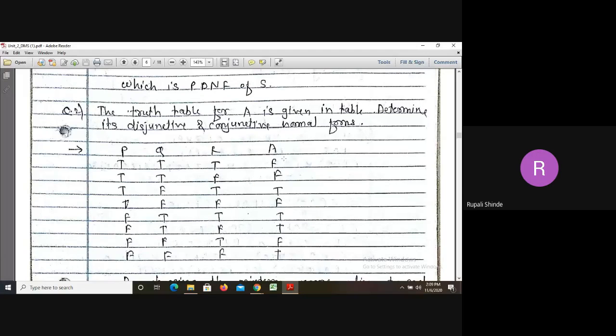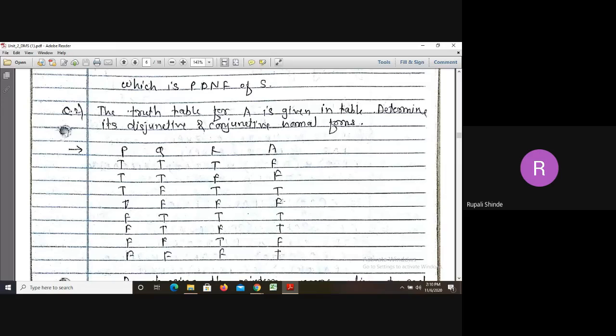So what is the first maxterm? F is written here, and for this F, values of P, Q, R are T, T, T. So what is the first maxterm? Negation of P or negation of Q or negation of R. Yes, correct. Now second maxterm. Anyone can continue. Negation of P or negation of Q or R.